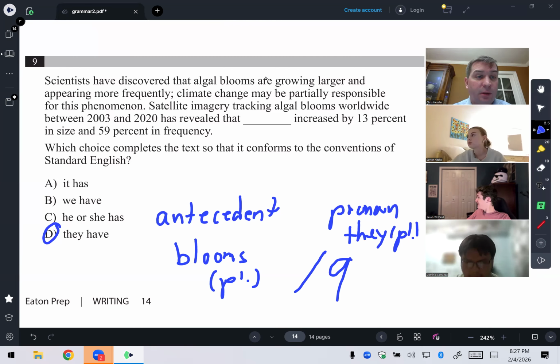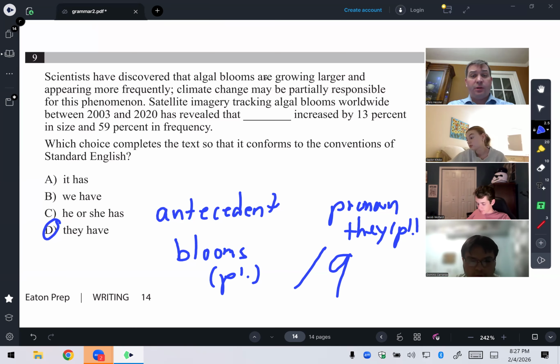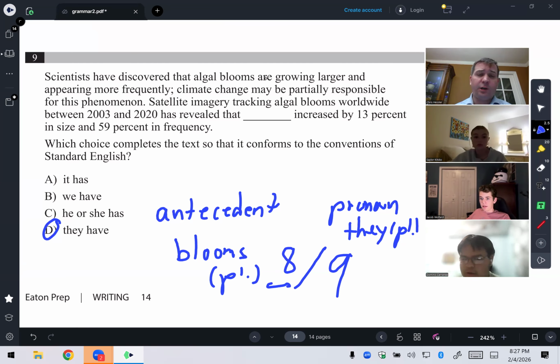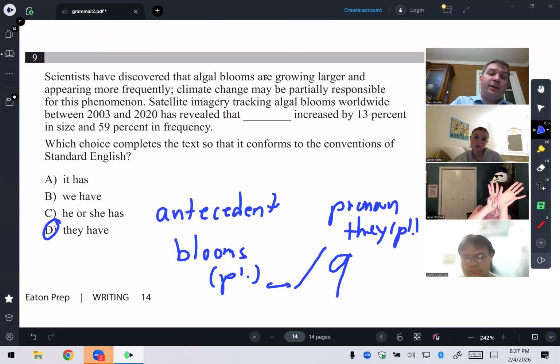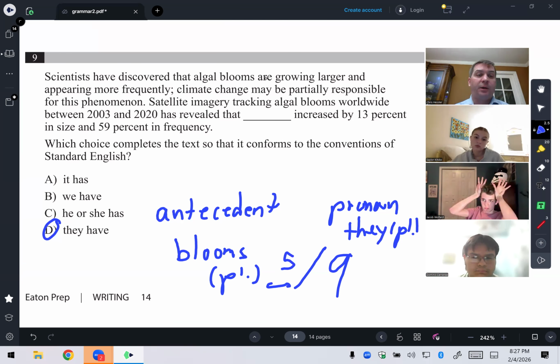So add up how many you got right out of 9. If you got 8 out of 9 or 9 out of 9, that's awesome. Your English score is probably in the 700s. If you got 5 out of 9, that's probably a 500 English score, which is close to the national average.